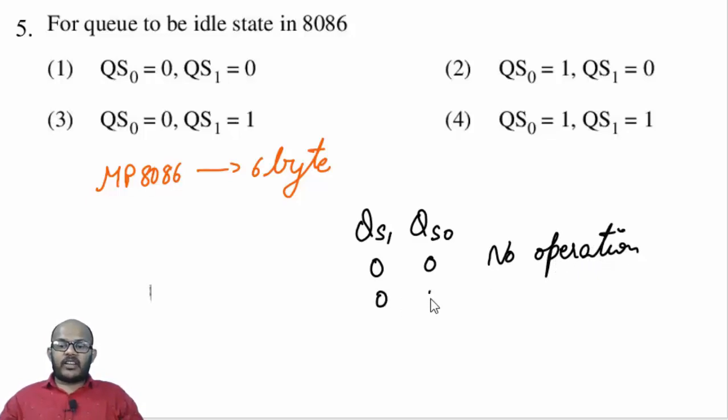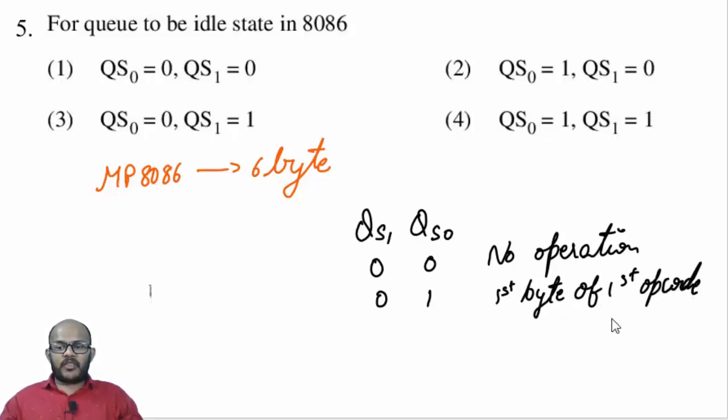When it is 0, 1, what it is going to do is the first byte of the first opcode will be fetched from the queue. Able to follow? When it is 1, 0, you are going to flush the queue.